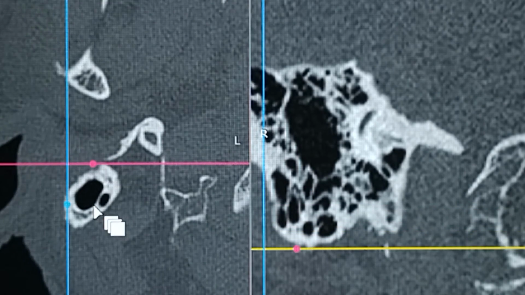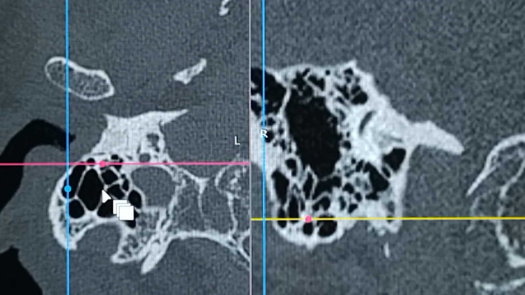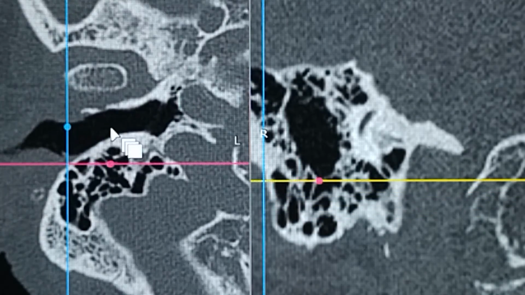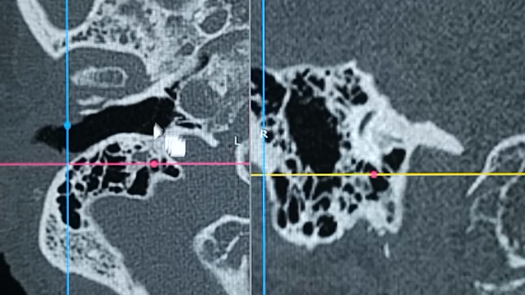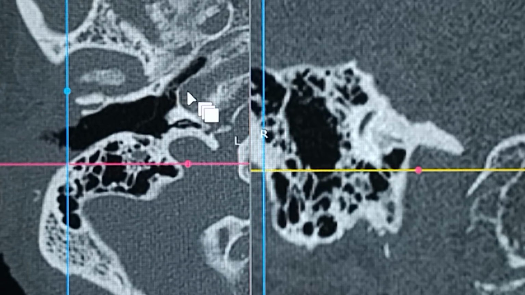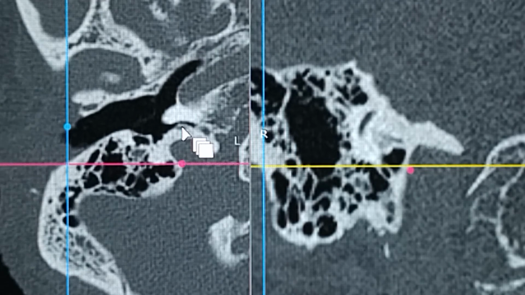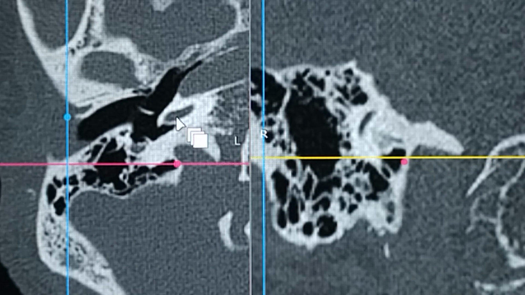So this is a mastoid tip. We keep on going above till we find the EAC and the tympanic membrane. That's the membrane right there. And then later on we find the IAC, that's the ICA, internal carotid artery, and then the promontory, the round window. Then you can see the cochlea, the basal turn of cochlea.